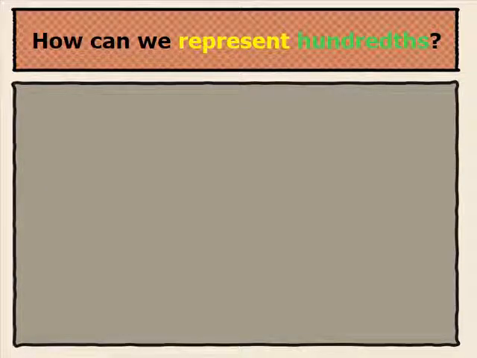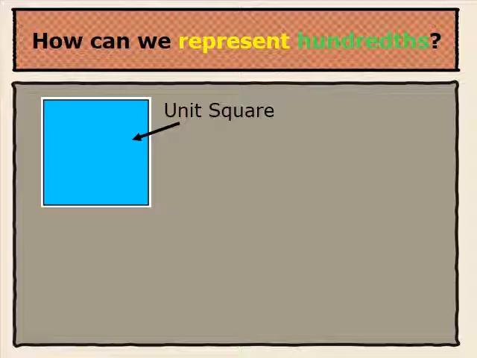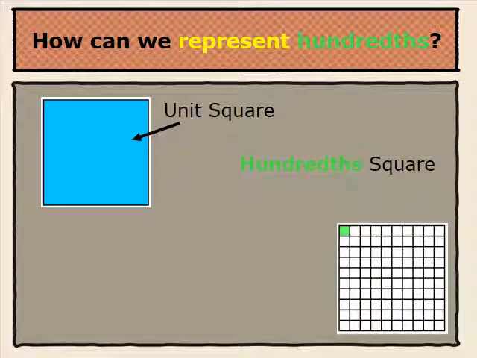How can we represent hundredths? When a unit square is partitioned into 100 equal portions, it is called a hundredth square. Each portion in a hundredth square is called a 100th. A hundredth can also be represented as 1 cent or a penny.